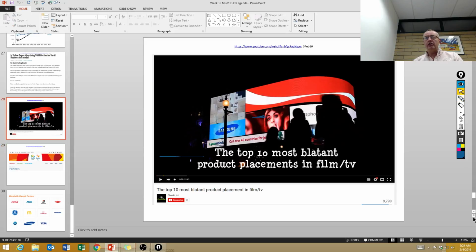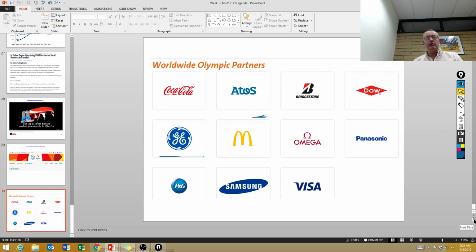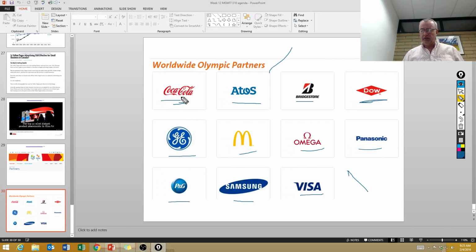I don't recognize all these companies, but we recognize most of them. So we all recognize Coca-Cola, Bridgestone Tires. I thought Dow was a chemical company, but anyways, General Electric, McDonald's, Omega Watches, Panasonic, Procter & Gamble, Samsung, and Visa. I don't know who Atos is. Maybe it's a Brazilian company. Anyways, it's just an example of corporate sponsorship, and we'll see these companies' names attached to ads during the Olympics in August.